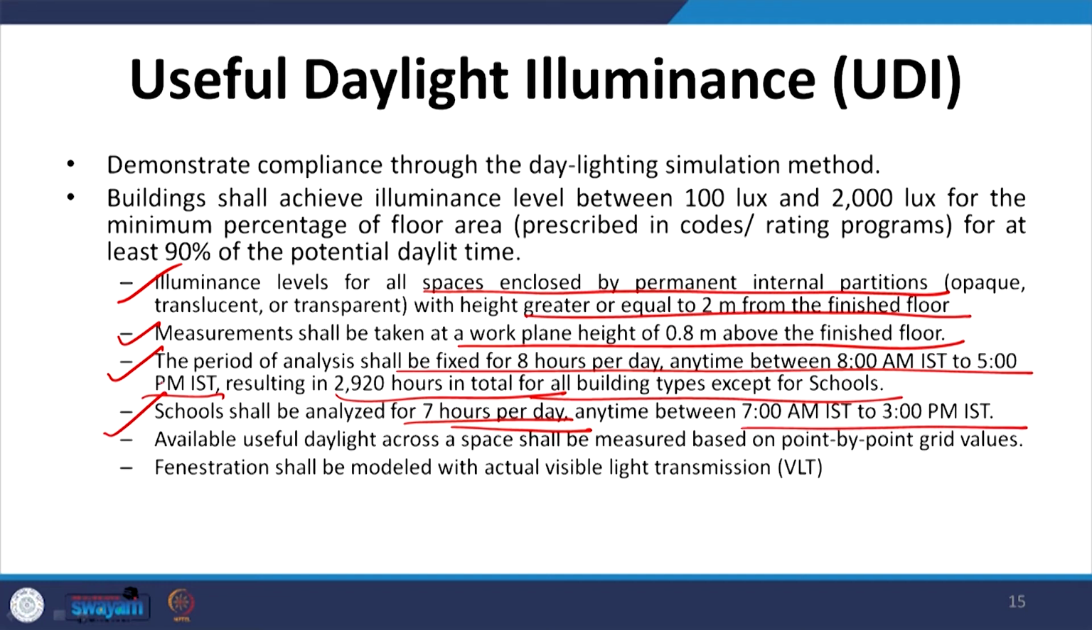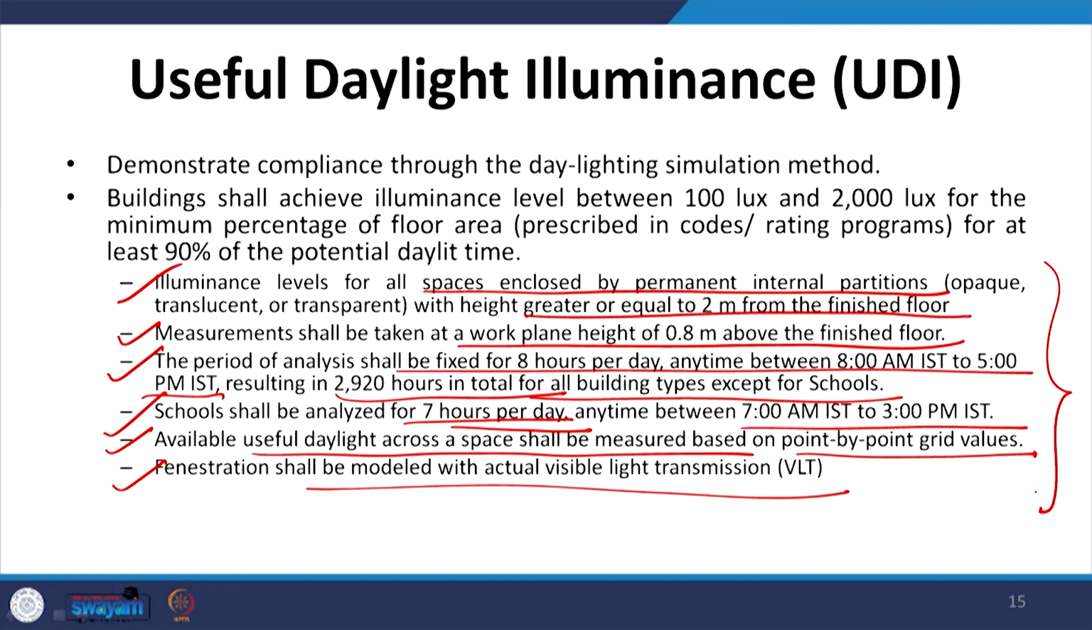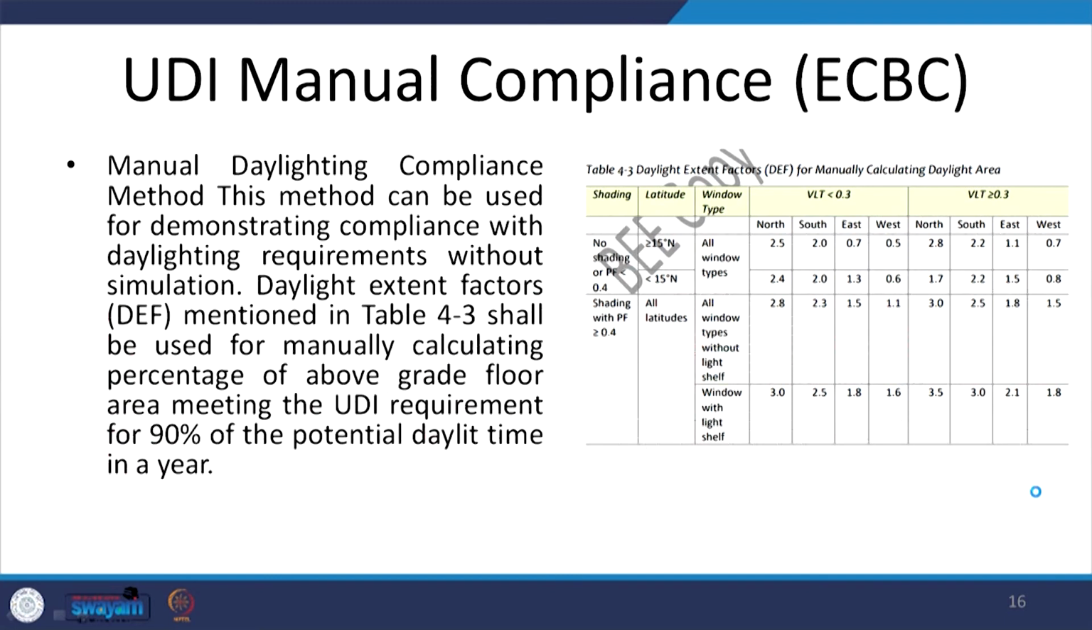Also, the useful daylight shall be measured on a point by point grid value. It should not be only one point in a space, but it should be point by point grid values, and that will be then averaged out. And then the fenestration shall be modeled with actual VLT, which is being considered in the building. Considering all these, the daylighting simulation may be carried out.